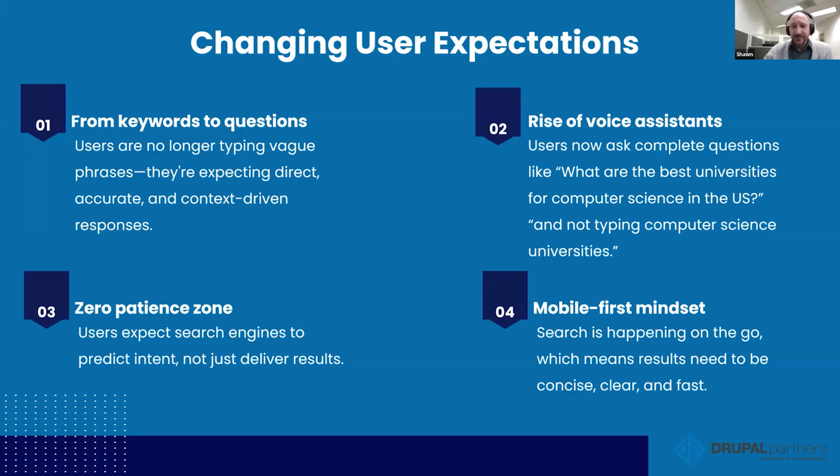As I used in my previous example, the rise of voice assistants. People are just using their assistant, asking a plain English question, and getting the results that they want from it. Because of this, people have zero patience. Users are expecting search engines to predict intent and not just deliver results. It's also coming across in a mobile-first mindset. Search is happening on the go, which means results need to be concise, clear, and fast.